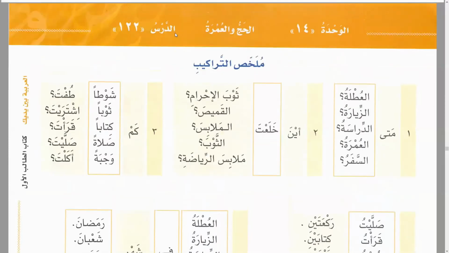ملخص التراكيب. Talakhkhasa yatalakhkhasu is from form 5, to summarize. But it's actually, I think, lakhkhasa, just form 2. Lakhkhasa yulakhkhisu, and it becomes mulakhkhas. The summary of the tarkib is, what is the tarkib? Tarkib is expression. So what expressions did we learn here? The plural of tarkib is tarakib. Mulakhkhasu tarakib, the summary of all the expressions. Because we learned some expressions, right? Then sentences, maybe phrases, maybe words or whatever. Expression, just expression.